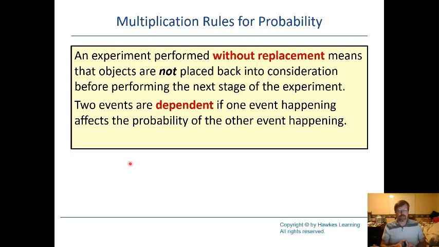Easy way to remember it, even if you're not dealing with cards and such. The other thing that means is these two events become dependent. Because I've removed a card, I've now got 51 cards in my deck. So I've affected the probability of whatever the next is.